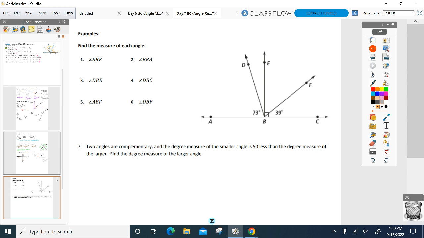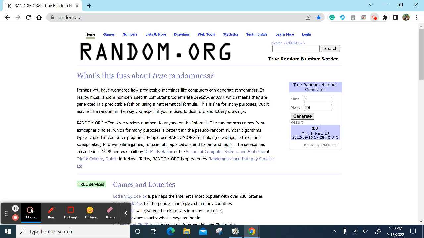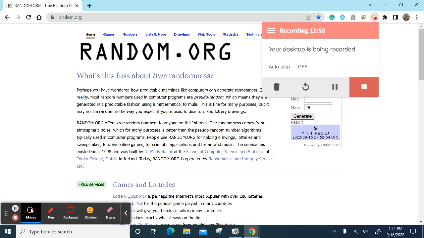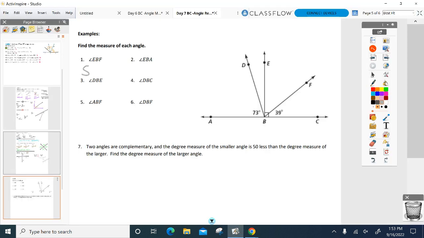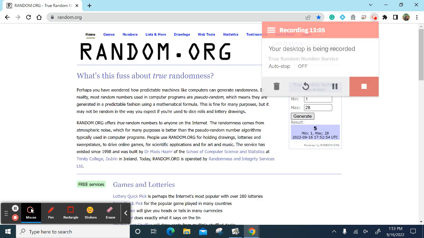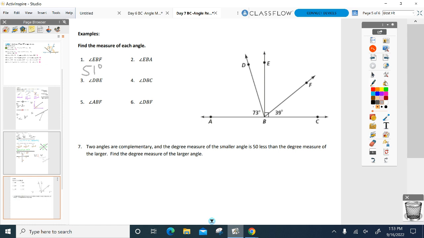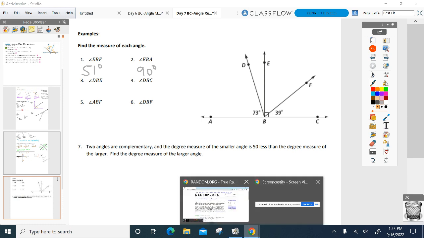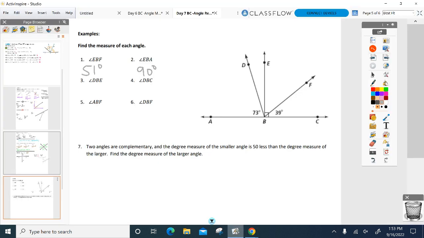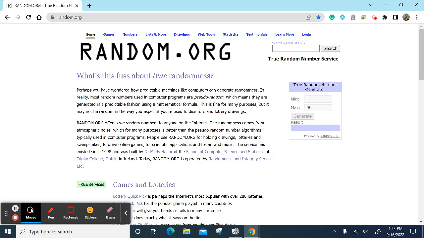So we got EBF here. EBF is going to be 51 degrees, good start. If anybody has a question at the end, please ask where I got these angles from. Angle EBA, here we go, 27. 90 degrees because it's adjacent, next to a linear pair with the other 90. Angle DBE, 17. How about angle DBC? 7.